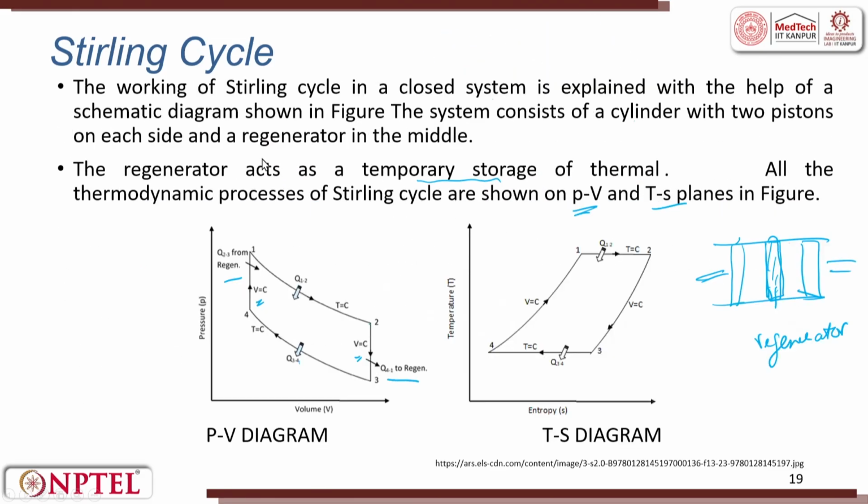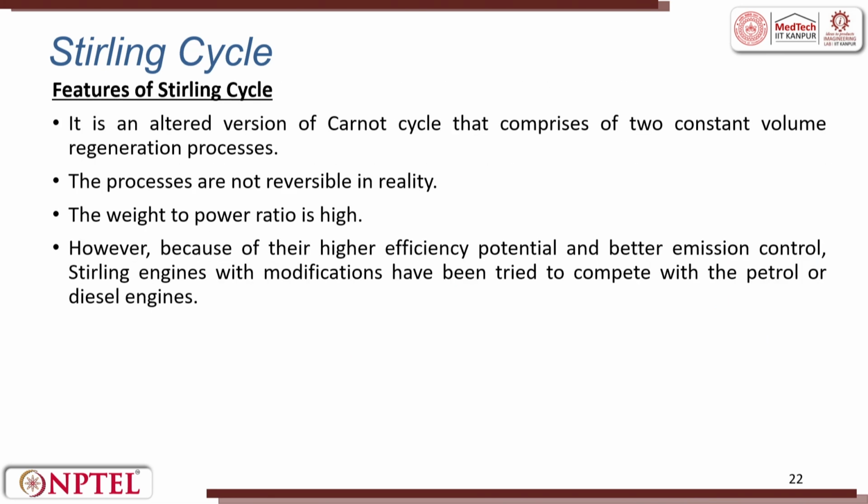So, if you go back and look at the PV diagram, 1 to 2, then 2 to 3 is Q out. This is the regeneration process, then it is heat rejection, then again the regeneration process. If you draw the TS diagram for this, it is almost the same. So, what are the features of a Stirling engine cycle? It is an alternative version of the Carnot engine that comprises two constant volume regeneration processes. Keep that in mind. The processes are not reversible.